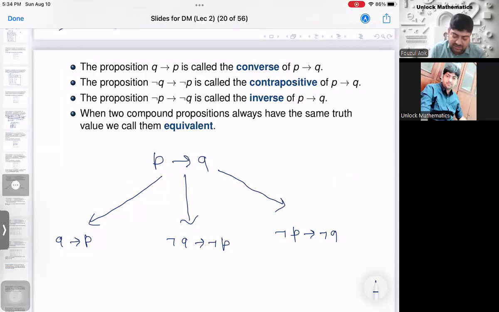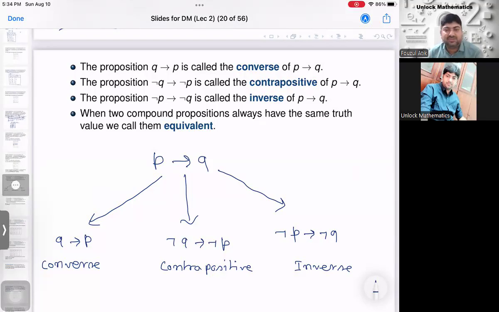So Q imply P is the converse of P imply Q. Then not Q imply not P is the contrapositive of P imply Q. And not P imply not Q is the inverse of the conditional statement P imply Q. So you should remember these things, and we'll see that a few of them actually have the same logical meaning.